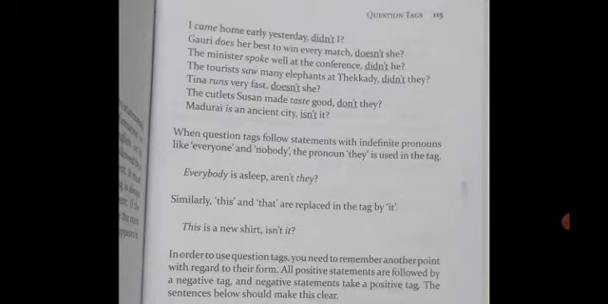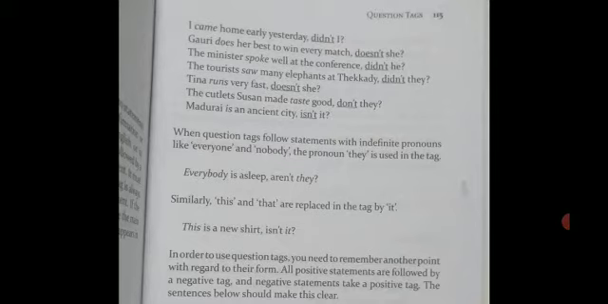So that's why it becomes didn't I? Gauri does her best to win every match, doesn't she? There is no verb directly used here except does. So it indicates simple present. So that's why again it becomes the negative format followed by a comma, doesn't she?